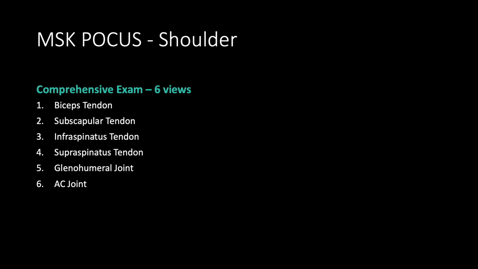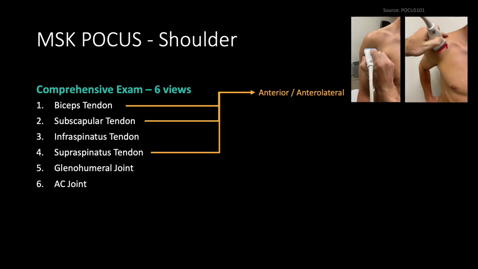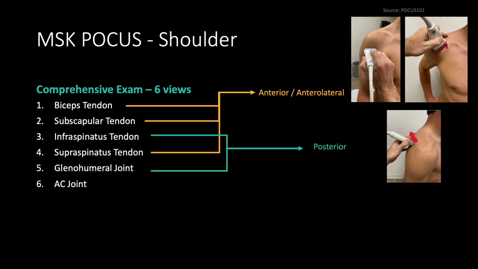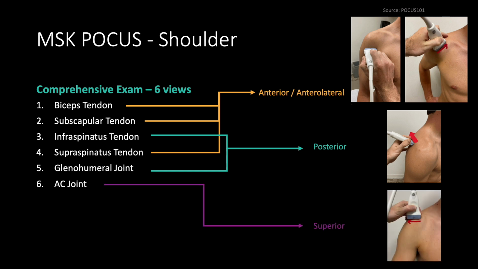The way I organize my thoughts around this is based on the approach that's taken by my ultrasound probe. So, for example, the biceps tendon, subscapularis, and supraspinatus muscles and tendons are all examined using an anterior approach. The infraspinatus and glenohumeral joint via a posterior approach, and the acromioclavicular joint via a superior approach. Whichever approach works best for you is fine, but this is the way that I organize my thoughts, and it helps me stay organized when doing an exam as well.